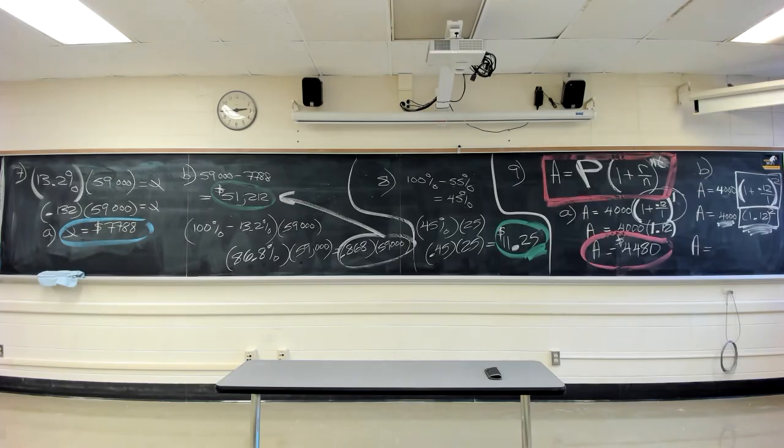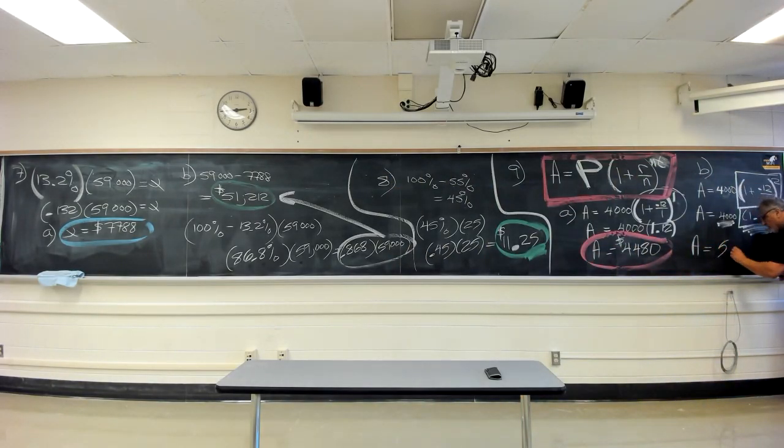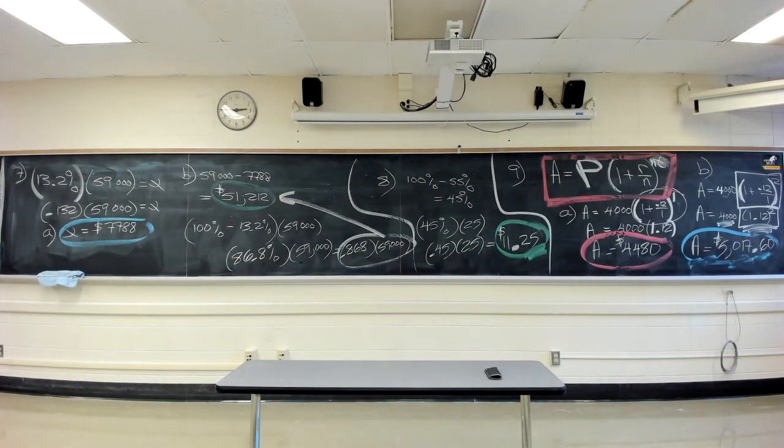That's 5,017.6. Point 6, or 0.60. Okay, it looks pretty good. 5,017.60 looks pretty good to me. Number 10. Let's take a look at it.